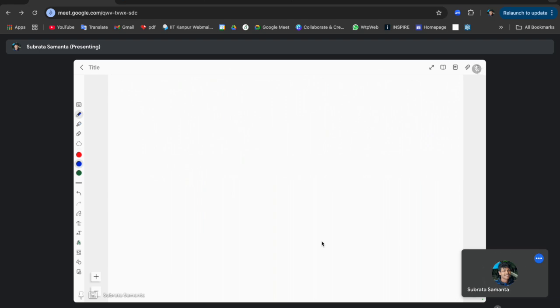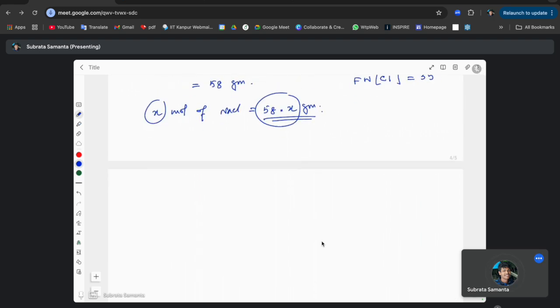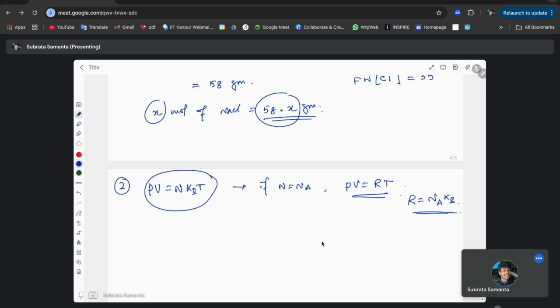Okay, another problem that is related to the ideal gas. I think everyone knows the equation of an ideal gas. It's basically PV equals N kBT. If N is the Avogadro number, N equals Na, then only PV equals RT, because Na kB is R. The gas constant R equals Na times kB, but for any other value of N, it's N kBT.